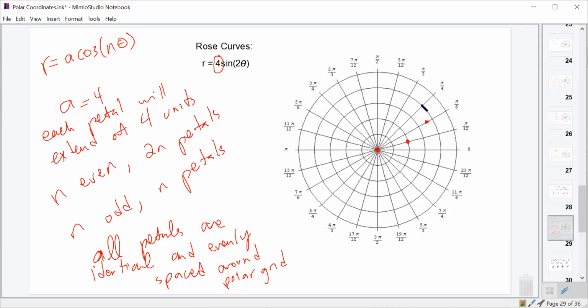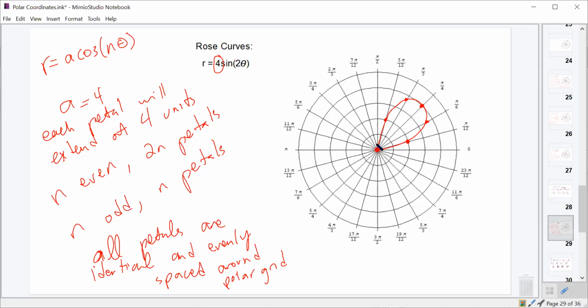So we now know that we've done half of this petal because we've gone from the pole all the way out to 4 units, which we knew is the furthest out it would extend. The petals are symmetric, so I can not worry about trying to plot these other points and just know that as I go, it should come around very nicely like this. And that's going to be 1 petal of this curve.